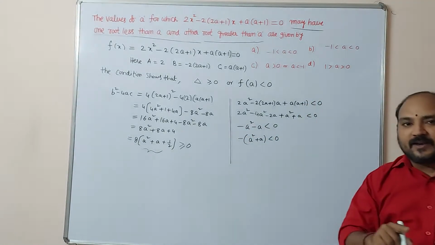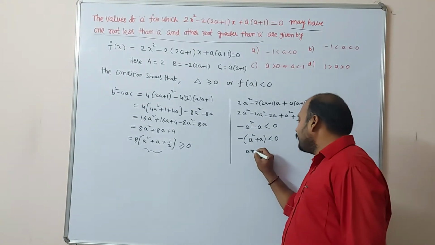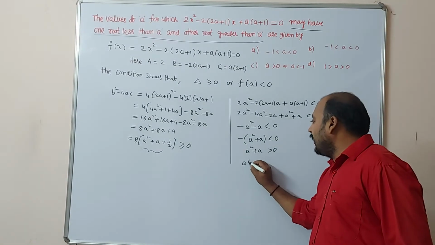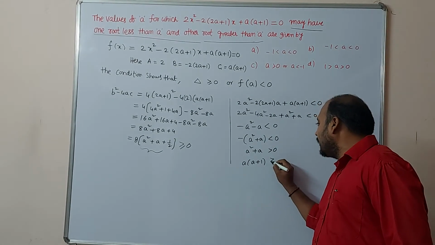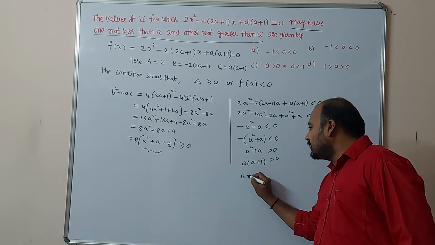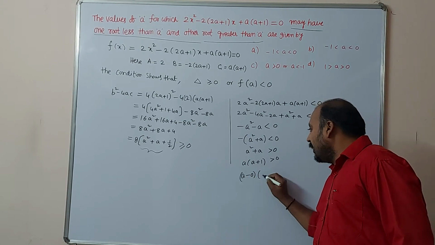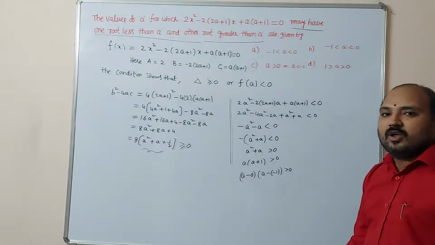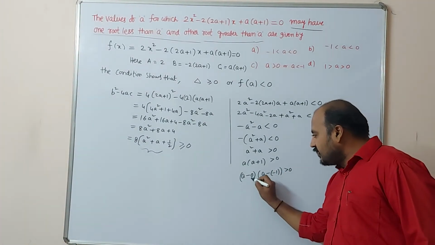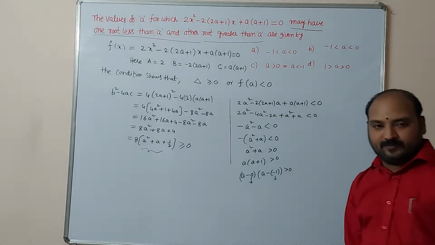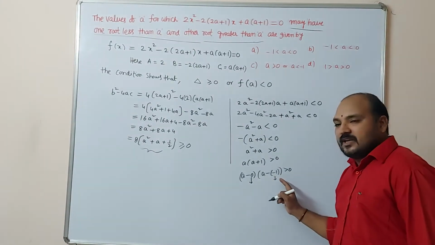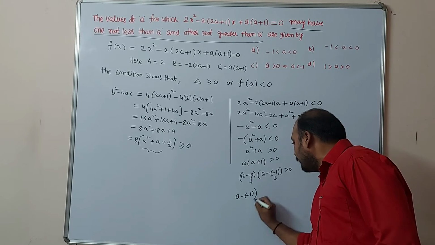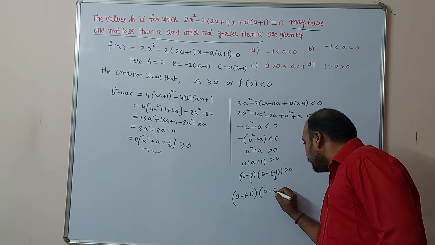If you remove this minus, inequality will change. A square plus a is greater than 0. A take common. A into a plus 1 is greater than 0. A can be written as a minus 0. A plus 1 can be written as a minus of minus 1 is greater than 0. Here 0 and minus 1 are the roots. Among these, which one is less? Minus 1 is less. So we can write as a minus of minus 1 into a minus 0 is greater than 0.